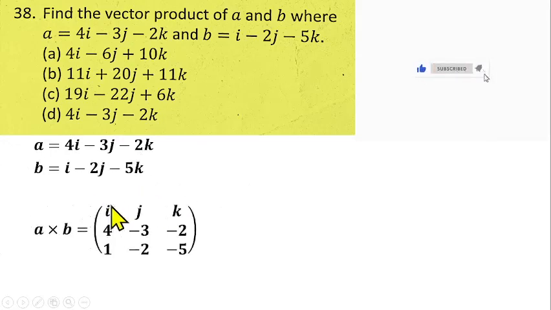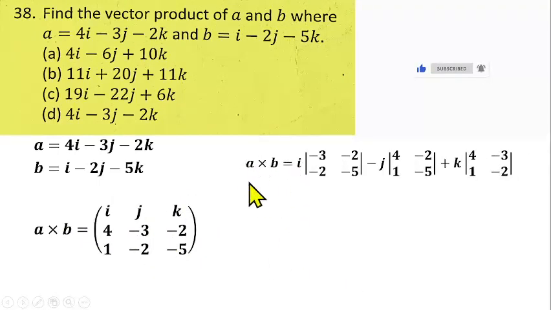So this is vector A and this is vector B. So we have to do cross products, and that means we need to rearrange this in a matrix form. So the components are i, j, and k. Then for this vector you have 4, minus 3, minus 2. Then for this vector you have 1, minus 2 and 5. Then to use cross product now, we need to find the determinant of this 3 by 3 matrix. And how do we do that?